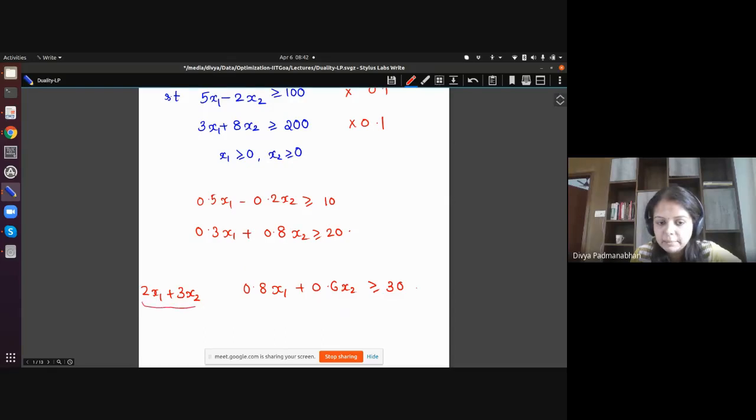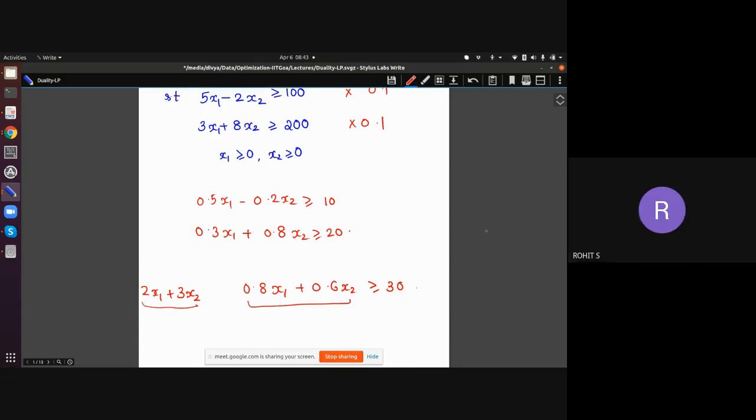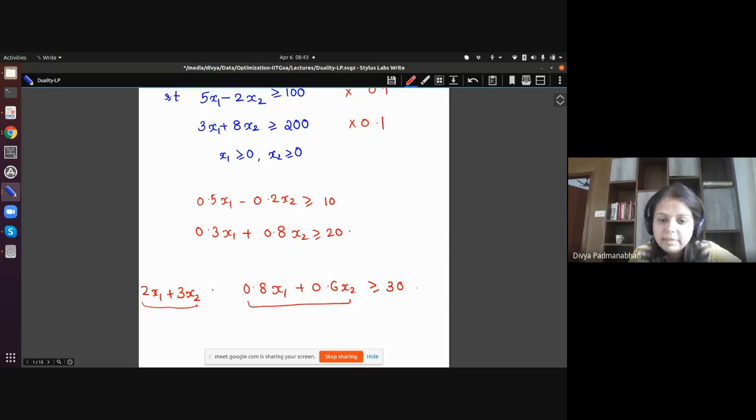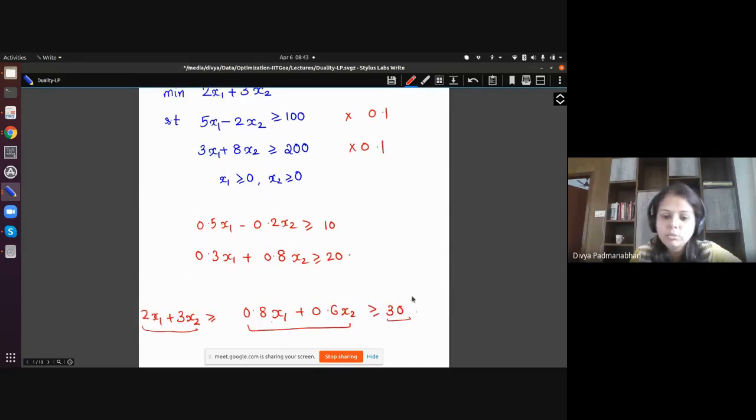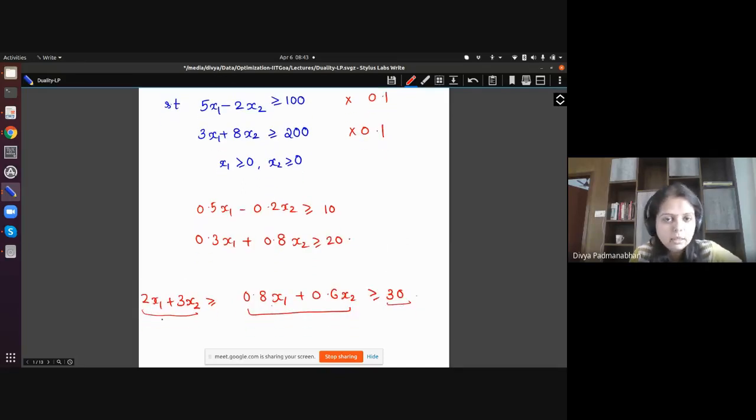So if you take this number and this, which is greater? The left one, right? Because the coefficient of x1 is greater than the coefficient of x1 on this side, and again the coefficient of x2 here is greater than the coefficient of x2 here. So immediately you see that by multiplying this with 0.1, this 30 is a lower bound.